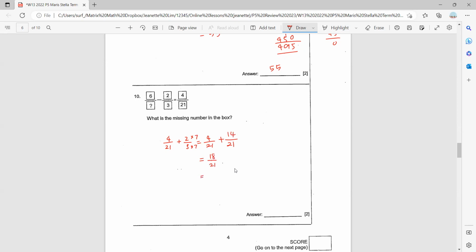Now, 18 over 21 can be simplified. Take note, I want 6 on top. So let's change this to 6 by dividing it by 3. So the missing number in the denominator is a 7.